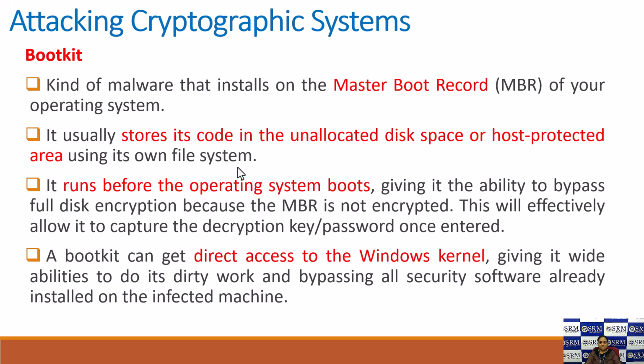This gives it the ability to bypass full disk encryption. Even if you have used full disk encryption, that can also be bypassed, because the master boot record is not encrypted. Only the disk is encrypted. So you can also capture the decryption key as well as the password. A bootkit can get direct access to the Windows kernel, letting it perform other dirty things or bypass all security software. Everything can be done in the system. So bootkit is very, very important. It should not be installed in the system at all.